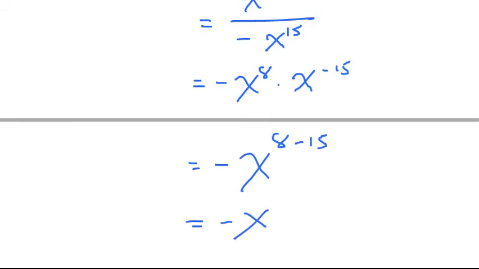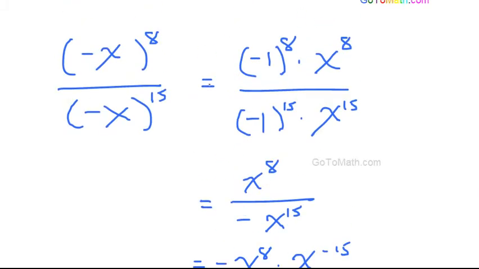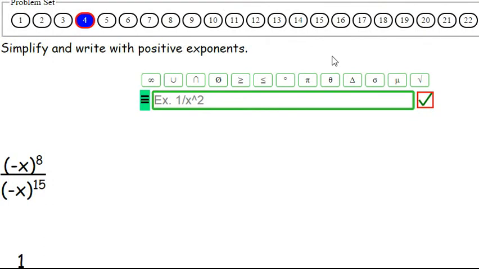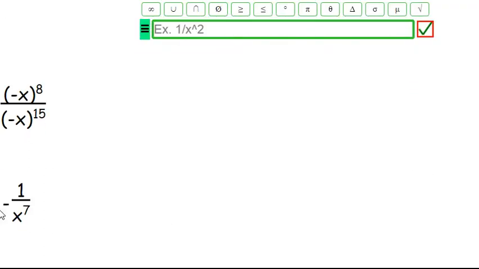Now what do we got? X raised to the negative 7 is what I meant to say. But this needs to be written without negative exponents, so this becomes negative 1 over x to the 7th power. See that? So all that reduced down to negative 1 over x to the 7th power. So just throw the negative out there.